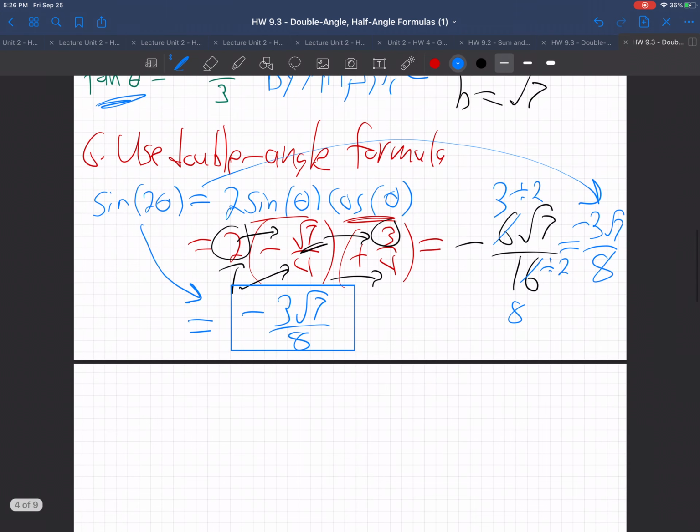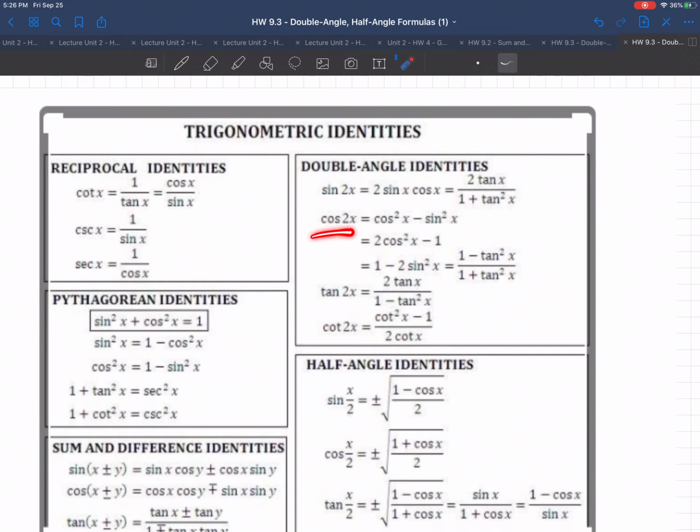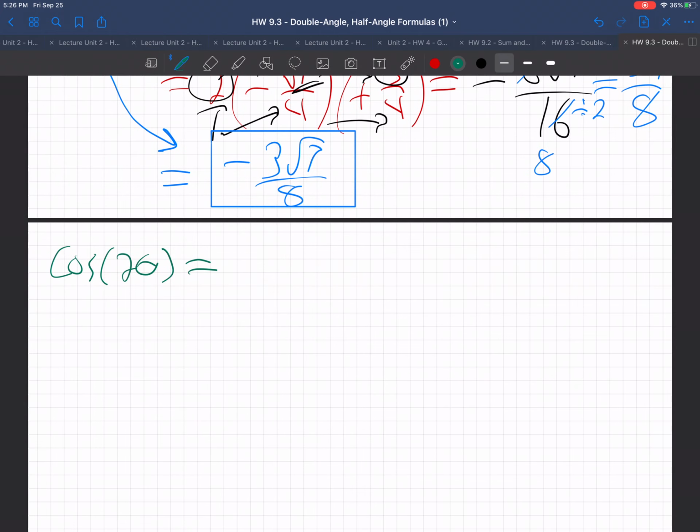Now, let's go on and get the cosine of the double angle. How are we going to do that? Go get the double angle formula. What does it say for cosine? Cosine of 2x is cosine squared minus sine squared, right? Cosine of the double angle is cosine squared of the regular angle minus sine squared of the regular angle.